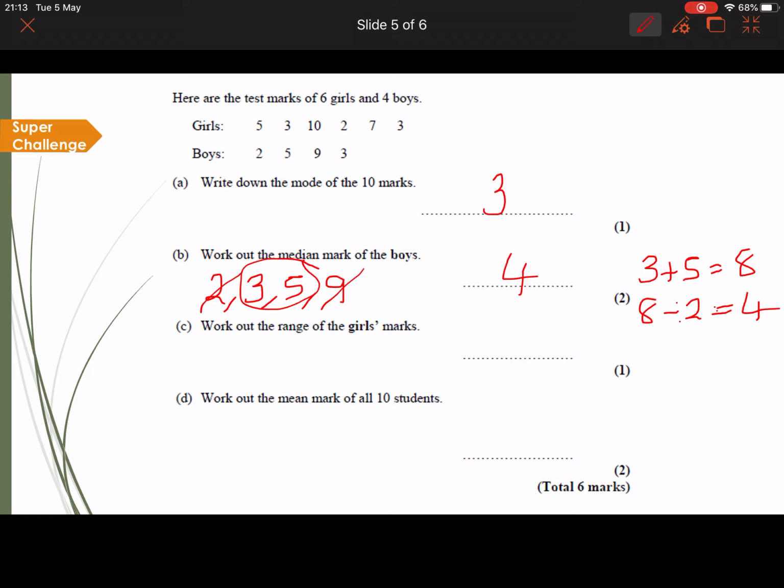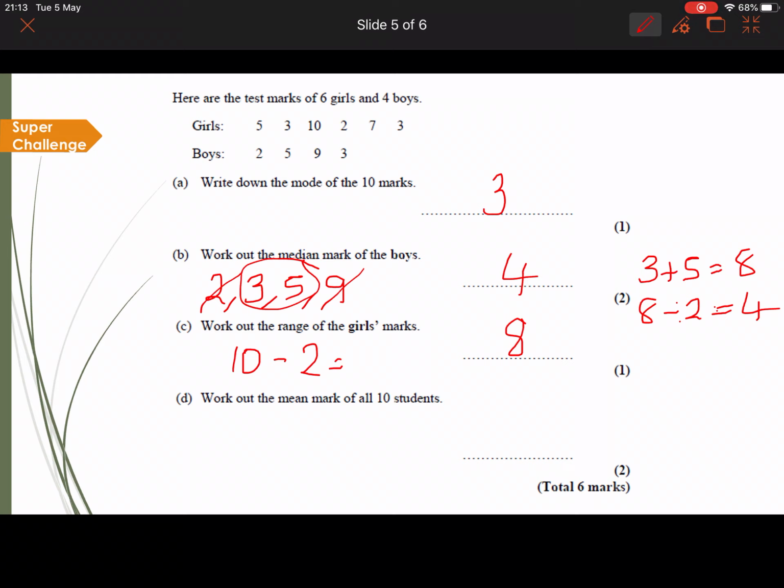Question C asks me to work out the range of the girls' marks. Now the highest mark that a girl received is 10, and the lowest mark received by one of the girls is 2. So the range is therefore 8.